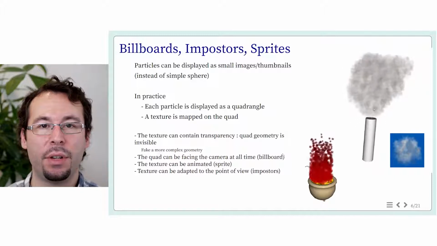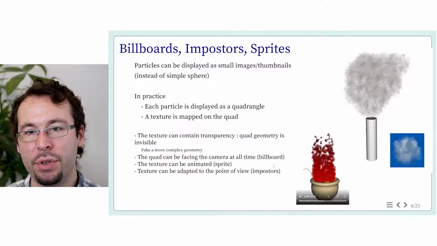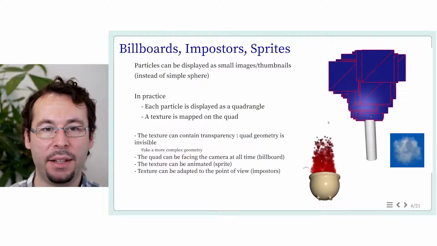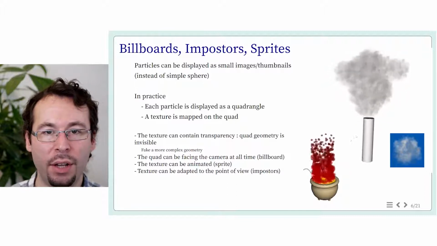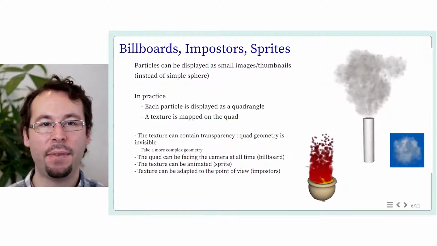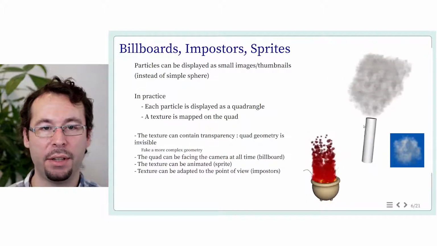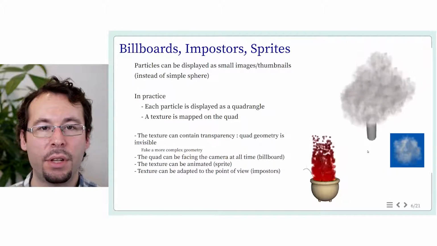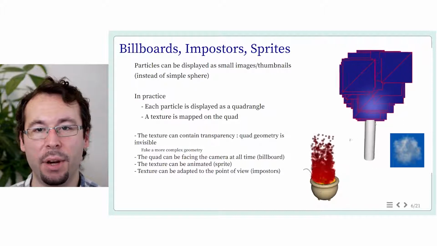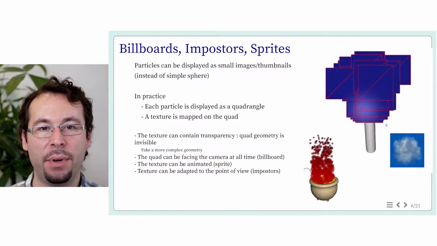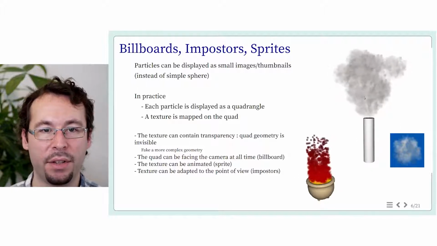So far we only showed results where the particles are displayed as spheres, but we can use small images instead. In practice, it means that the particle is associated to a geometrical quadrangle, so it's two triangles, and then we map an image as a texture on the quadrangle of the particle. So the texture can have a transparent background, then the geometry of the quad is invisible, and this allows to fake a complex geometry representation while using only very simple triangles.